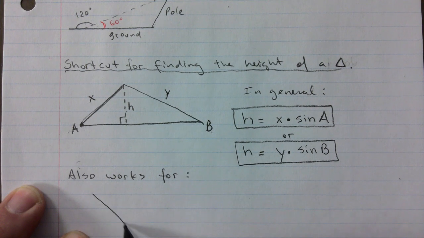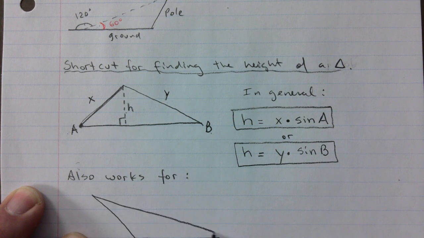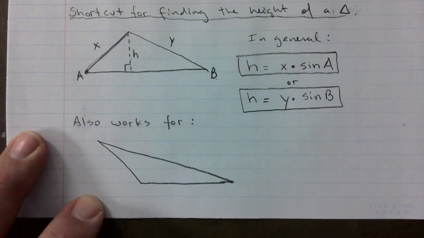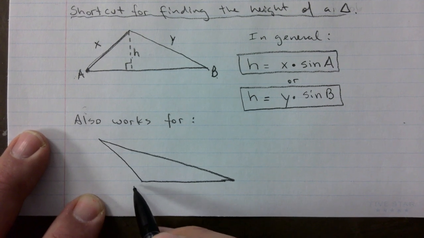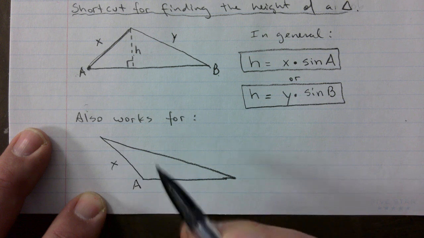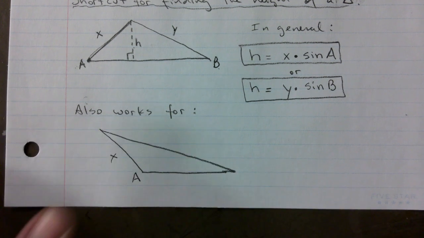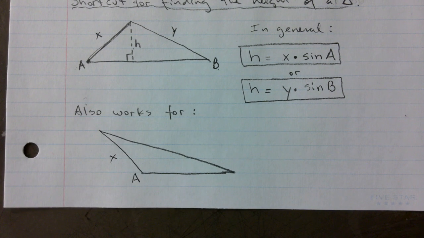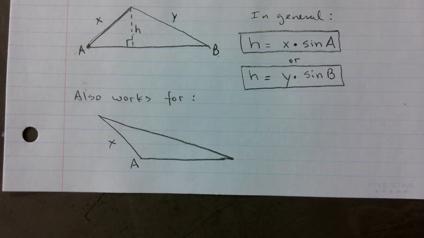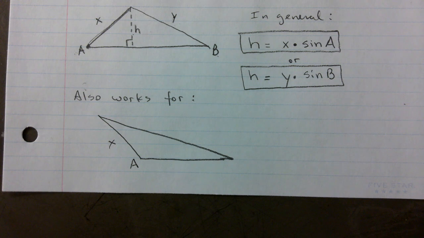If you have a triangle that looks like this, oh, you can't see that, can you? And let's call this A here, and we'll call this x. Where would the height be for this triangle? Where would you draw that? Would it be inside or outside the triangle?